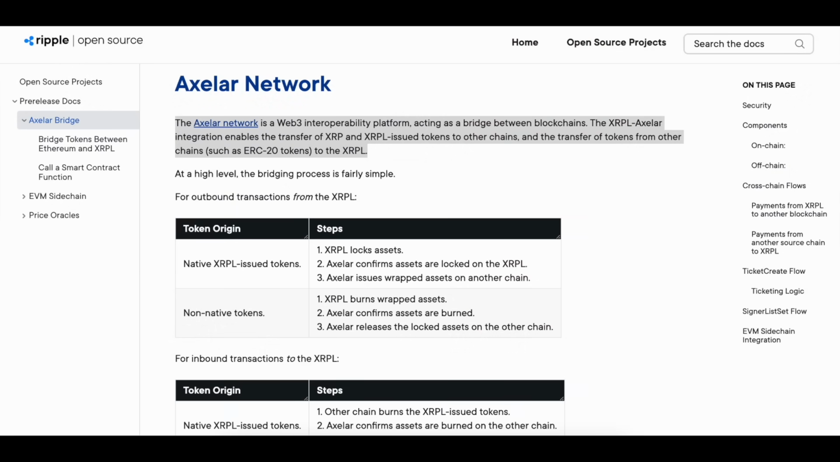And so now Axelar being featured on Ripple's open source website, listen to this. The Axelar network is a Web3 interoperability platform acting as a bridge between blockchains. The XRPL Axelar integration enables the transfer of XRP and XRPL issued tokens to other chains and the transfer of tokens from other chains such as ERC20 tokens to the XRPL.